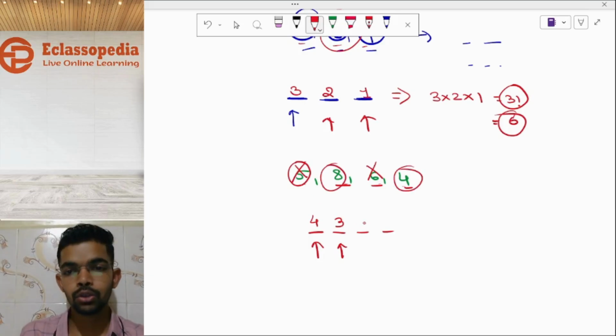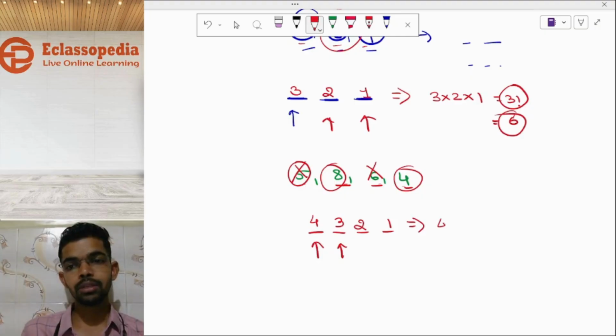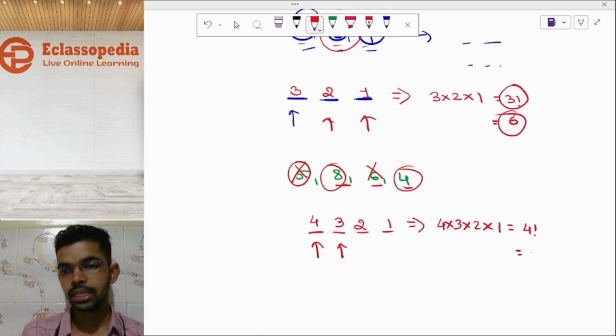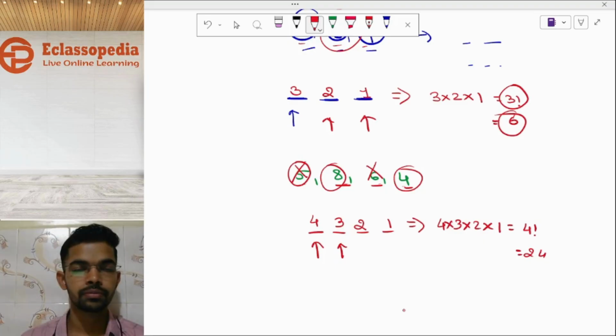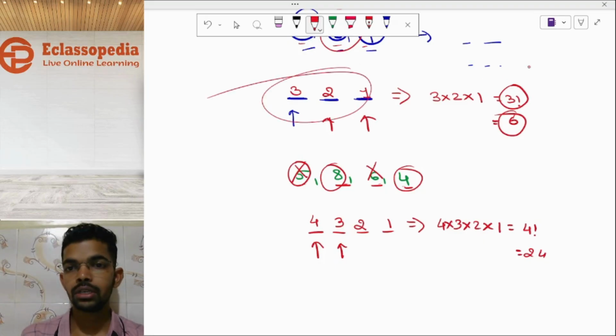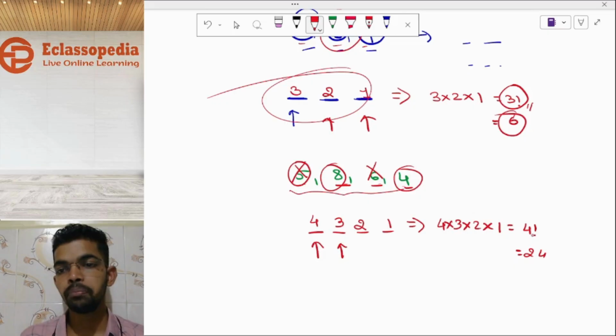4 and 8. So we have 2 choices for this and 1 choice for this. So how many numbers can be formed? Multiply all the possibilities, which comes out to be 4 factorial, that is 24. Understood? So we had 3 numbers in this. In how many ways can we arrange them? 3 factorial ways. Here we had 4 numbers, so we placed them in 4 factorial ways.